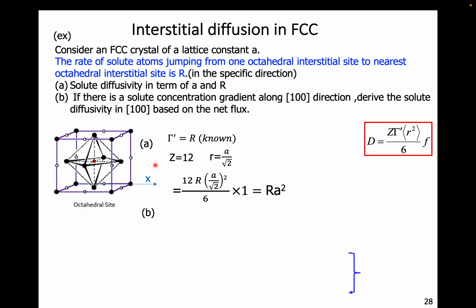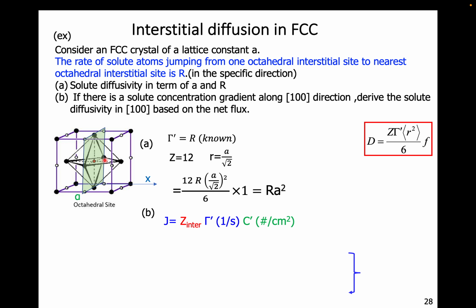a solute concentration gradient along 1, 0, 0, derive the solute diffusivity in 1, 0, 0 based on the net flux. So net flux tells you that you need to get the solute diffusivity D_I by using Fick's first law. But usually I will double check whether the structure can use Fick's first law. So let me roughly calculate the area density for each plane, okay? So let's determine the plane here. So I just copy how to get the J.